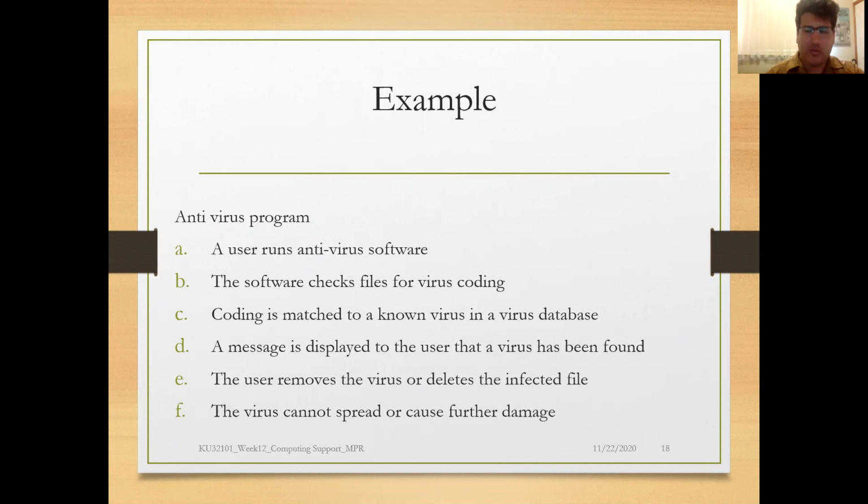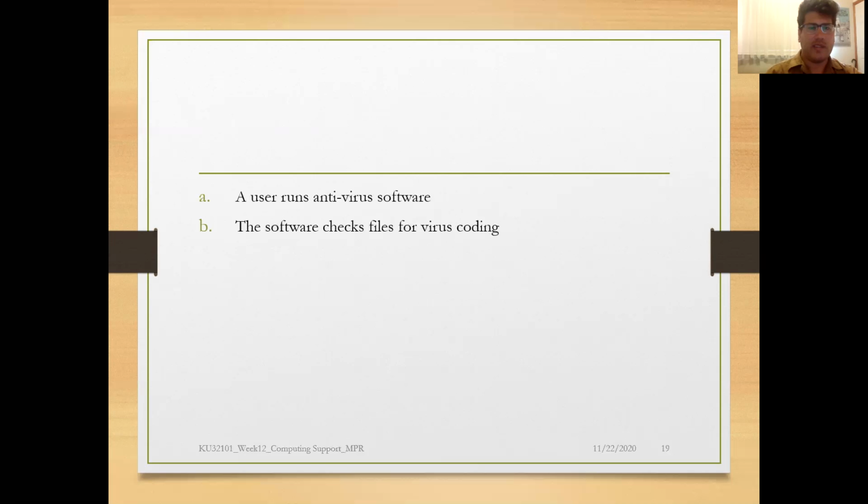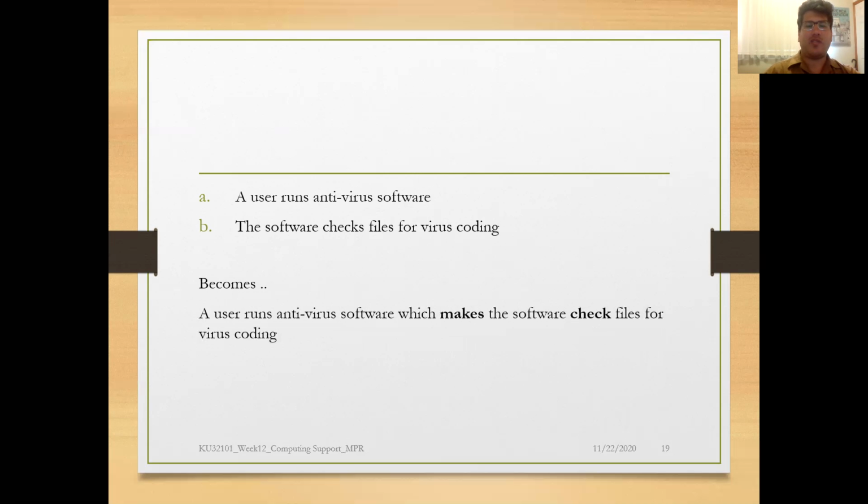And now we're going to use our grammar to connect these together. So let's look at A and B. A user runs antivirus software. The software checks files for virus coding. It becomes: a user runs antivirus software, which makes the software check files for virus coding. So there we're using the causative verb make, and we're also using which.